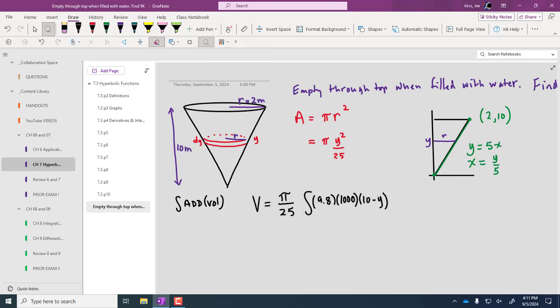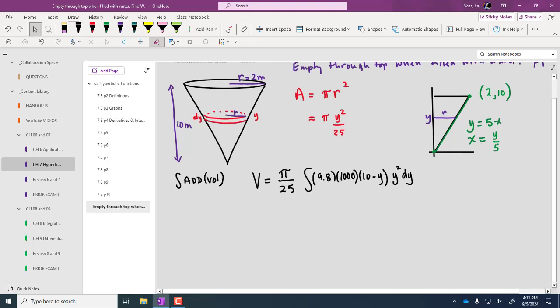So there's the ADD. Now volume is volume of the slice, not volume of the tank. Volume of the slice, which is pi r squared multiplied by the thickness of the slice, which is dy. So dy is the thickness. Pi r squared is the area. So that is our volume, and we're going to go from 0 to 10. So that is our setup.